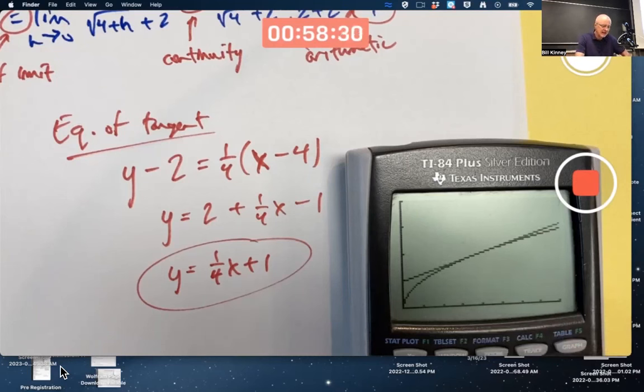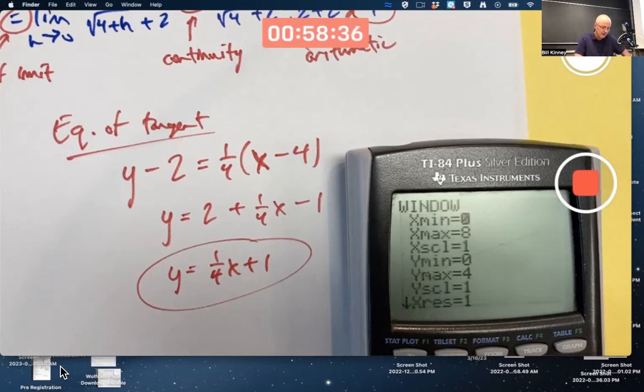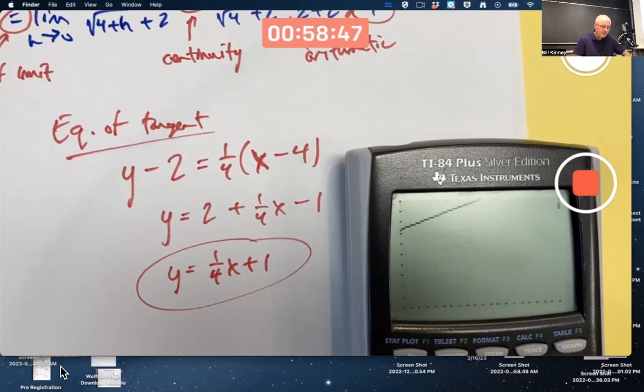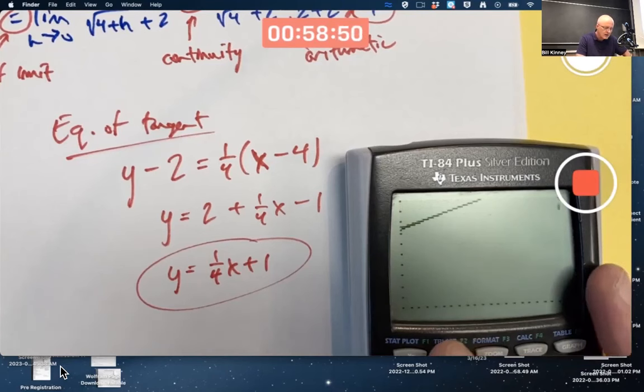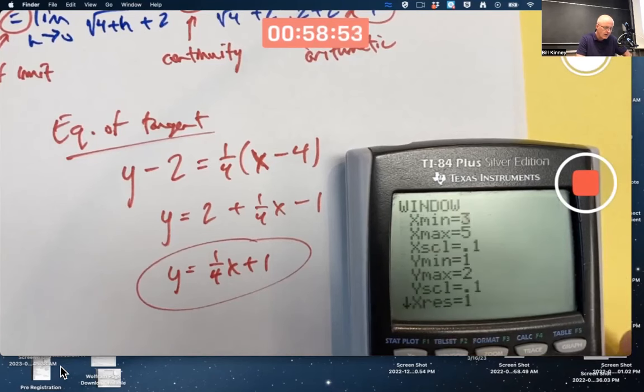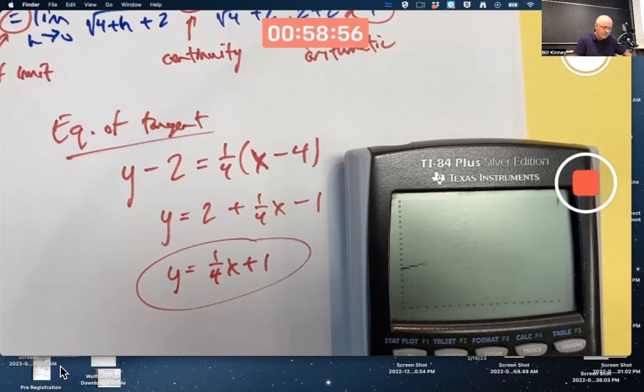Let's zoom in to see if these two curves look more and more alike as I get near 4. So now I'll go from 3 to 5. And maybe 1 to 2. Oops, that was a bad window. Oh, 1 to 3. There's the square root. Here comes the tangent line. You can barely tell the difference between them. And as you zoom in closer and closer, you definitely cannot tell the difference between them. They are different, but they look more and more alike as you zoom in closer and closer.